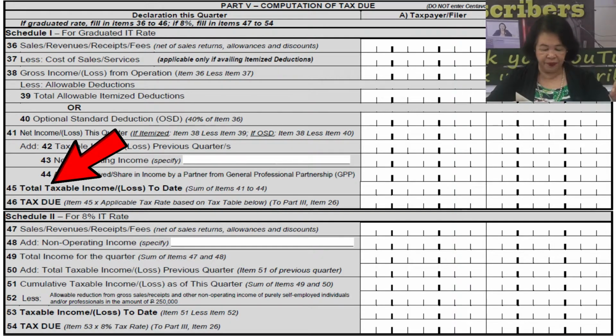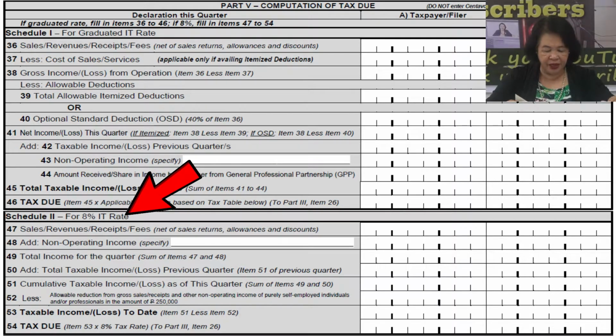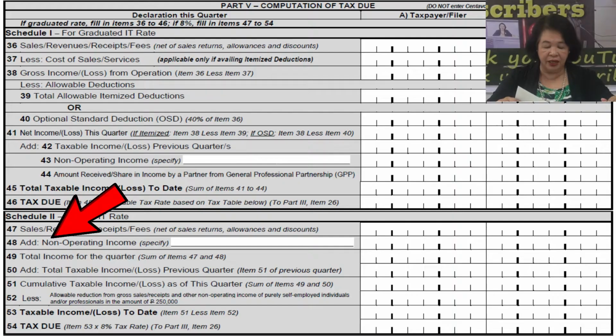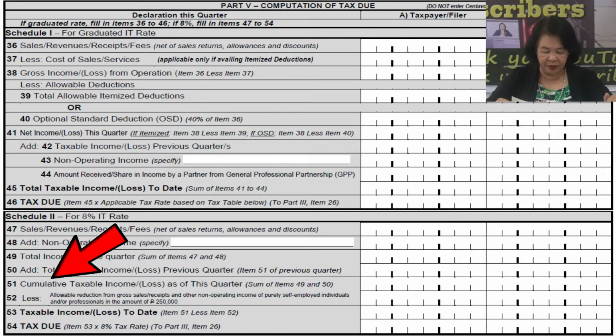Pagdating naman sa Schedule 2, for 8% income tax rate, we have sales, revenues, or receipts, or fees. No? And then we have the non-operating income, i-add po natin. And then we have the total income for the quarter. And then add natin yung total taxable income or loss, no? And then we have the cumulative taxable income. So yun na yung total ng mga income natin.